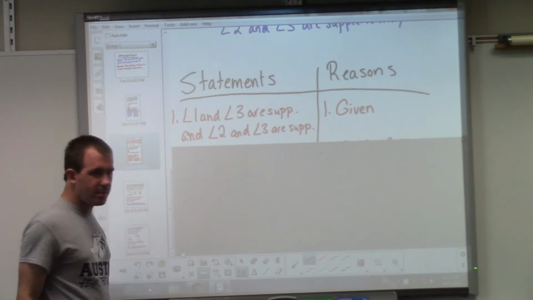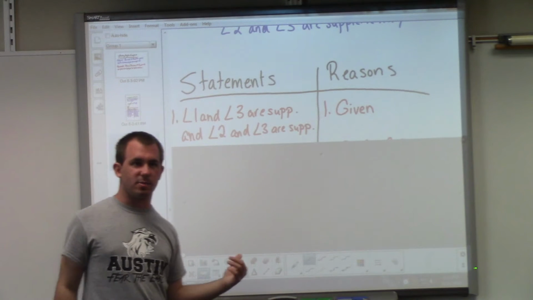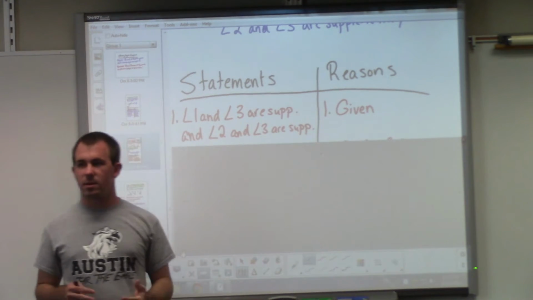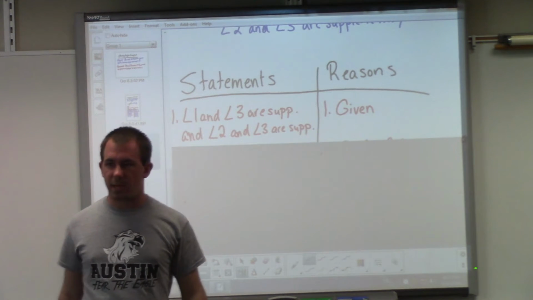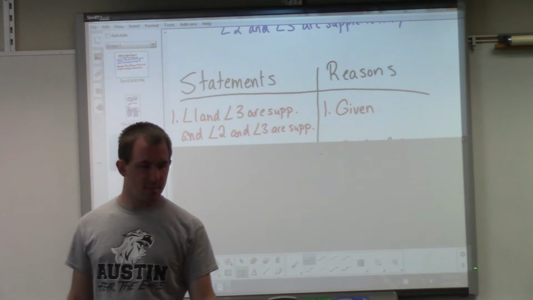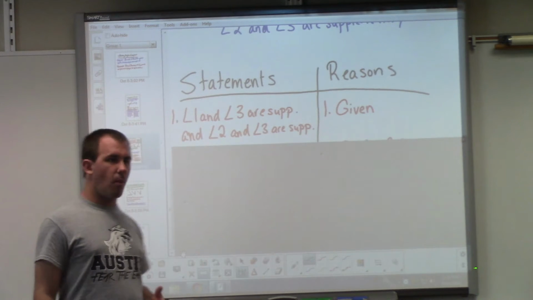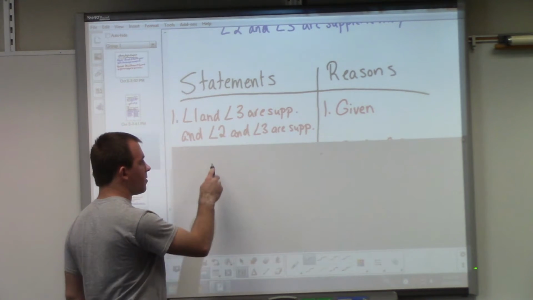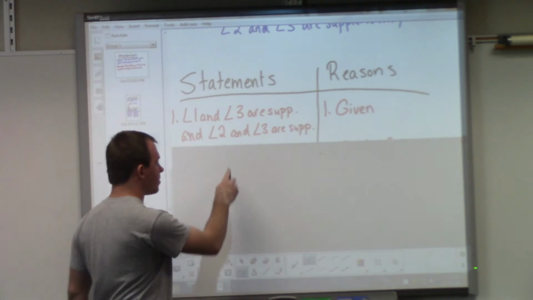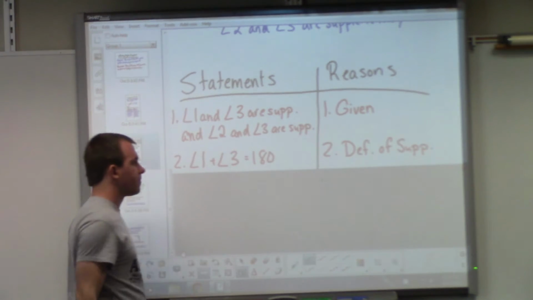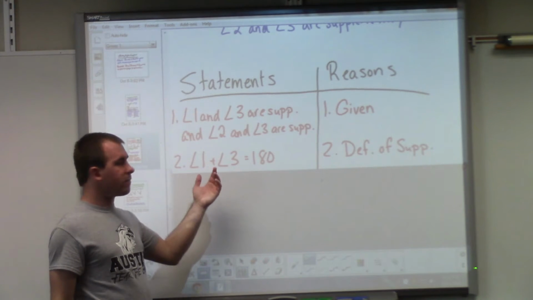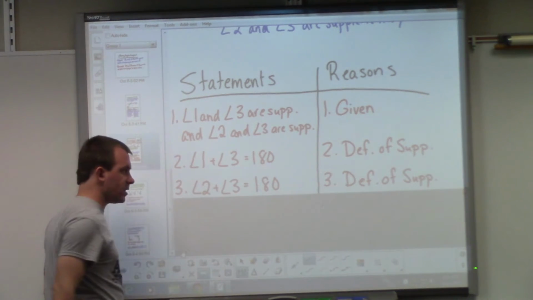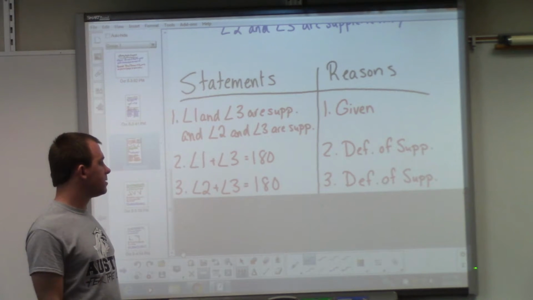Then this is really similar from here on to our last proof. We've got that word supplementary. It's a vocab word. So what does supplementary mean? Yeah, that it equals 180. So angle 1 and angle 3 are going to add up to equal 180 by the definition of supplementary angles. Same thing for angle 2 and angle 3. Angle 2 plus angle 3 will equal 180 by the definition of supplementary angles.